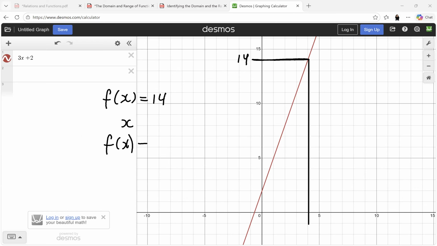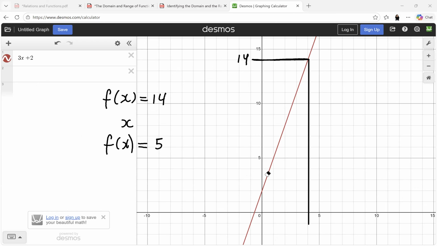So, Kaylin, if I tell you that f of x is equal to 5, what is your x value when f of x is equal to 5? Do you know what it will be? 1. Yes, great. Tell me why. Because when you do the graph, you draw the line from the 5 to the line, then straight down. Yes, beautiful. Because I'm literally reading off what my f of x value is, which is 5. That's my y value. And when y is 5, x is 1.